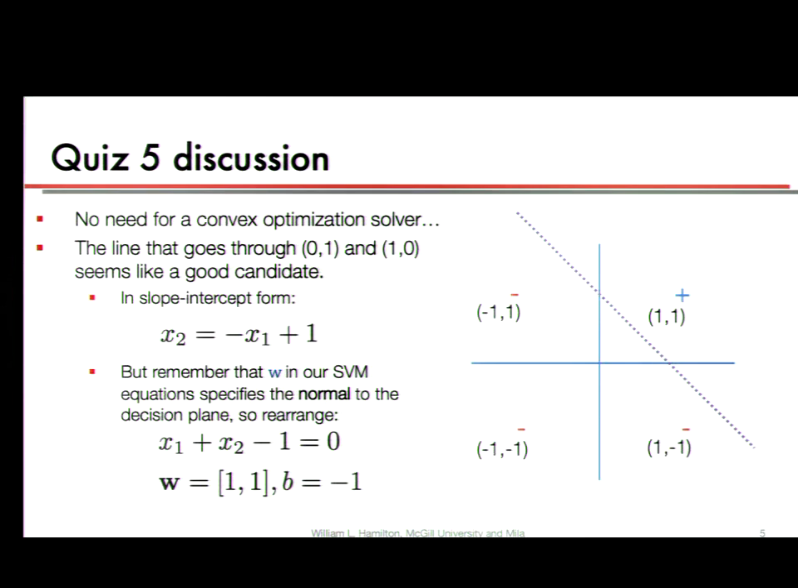And again, remember that in the SVM world, our parameters are really specifying the normal. So we have to put the equation of the line in normal form, not in slope-intercept form. Yep.